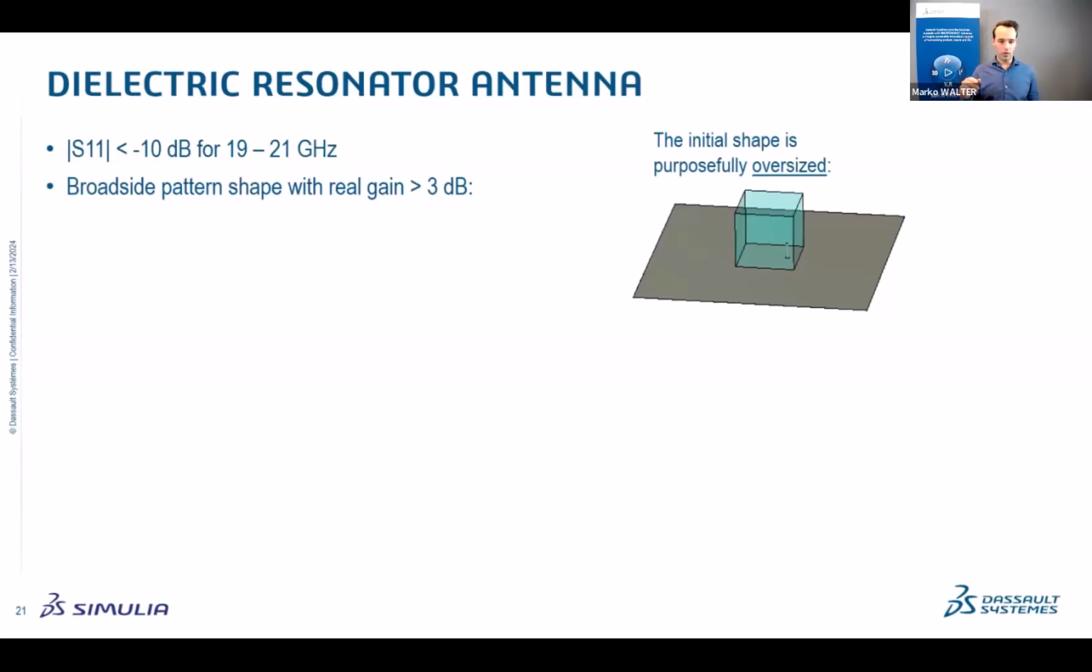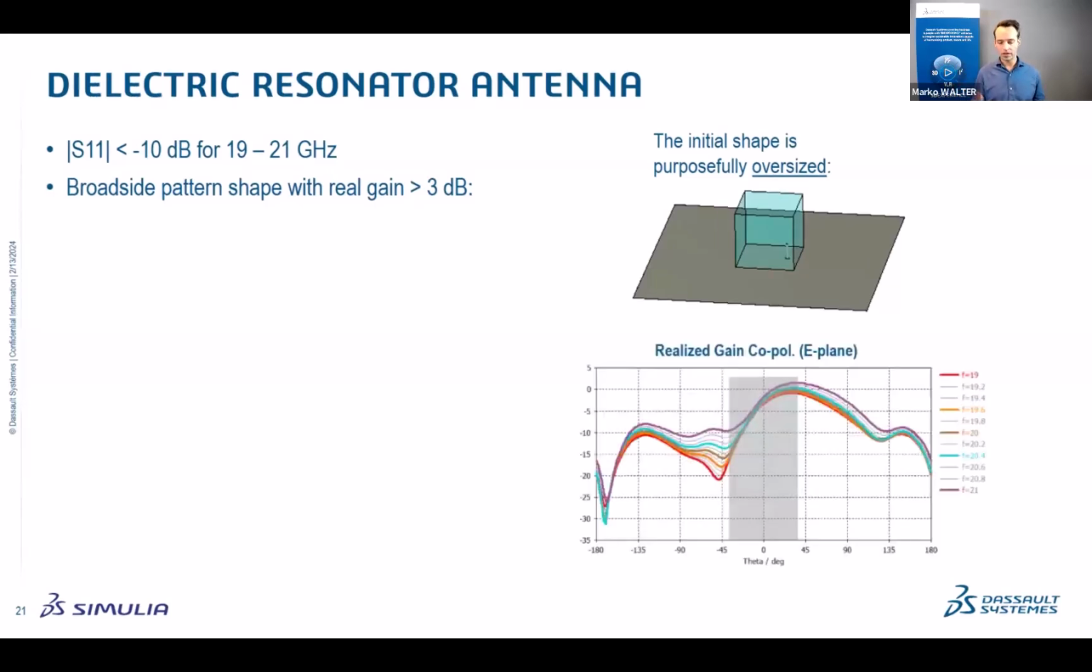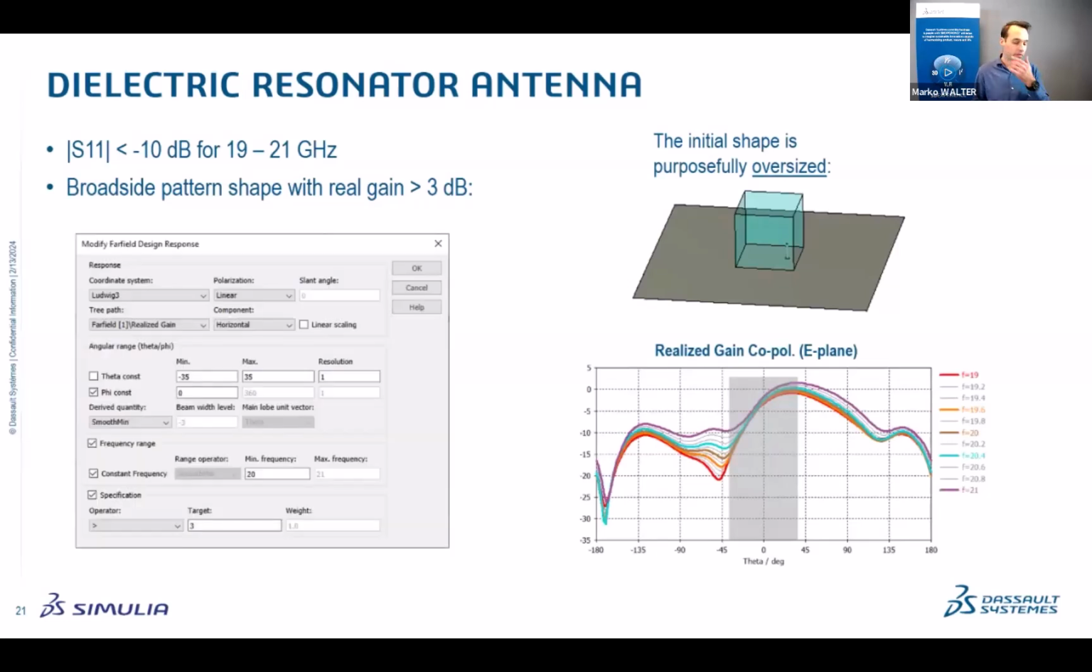And then at the same time, on the right-hand side, the model that we're going to use, we're actually going to oversize this dielectric because we want things to be cut away, right? So I'm oversizing this model, and this would result in a squint also in my far field. So you can see the cuts again here stretching from 19 to 21 gigahertz. So for that reason, we also put a constraint on the broadside pattern: the realized gain to be above 3 dB.